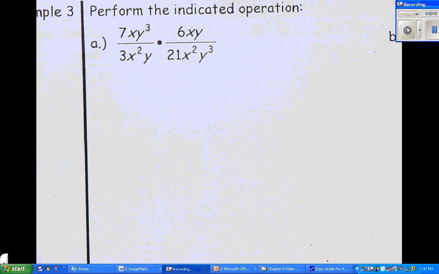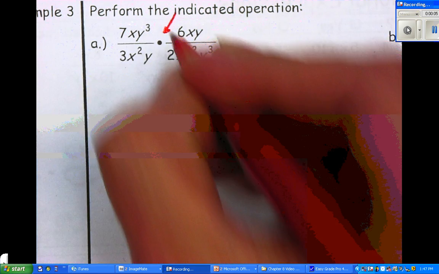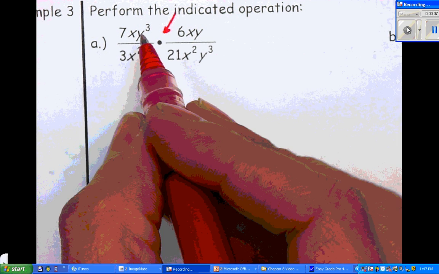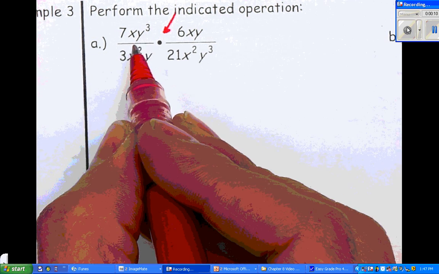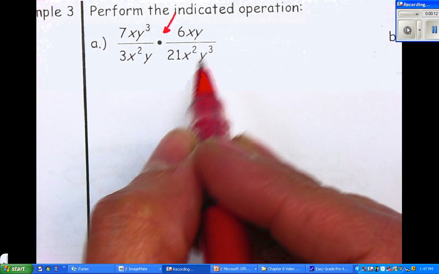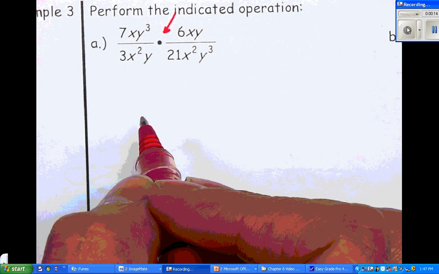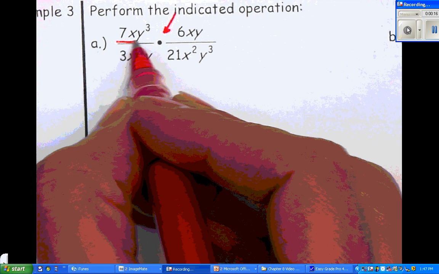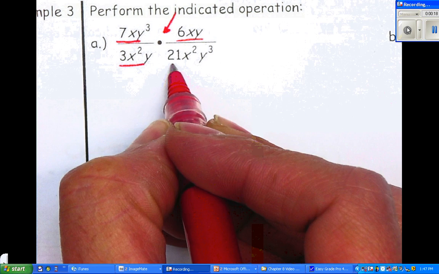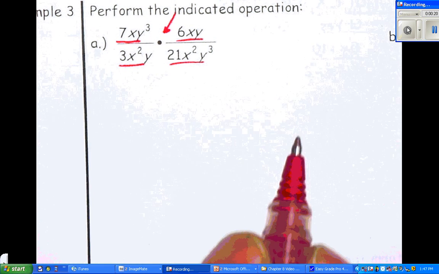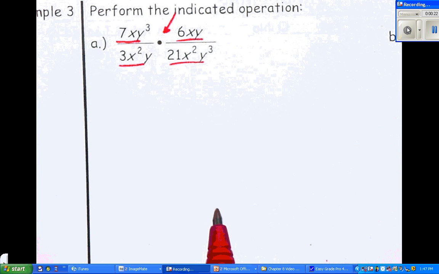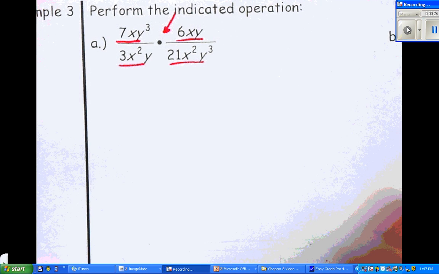Example number 3, perform the indicated operation. If you notice on the first one, we are multiplying, but also if you notice, we don't have any addition signs or subtraction in between the x's and y's. That means that we only have one term on each one of them. There's only one term on each fraction. So the only thing that we need to do is just simplify.